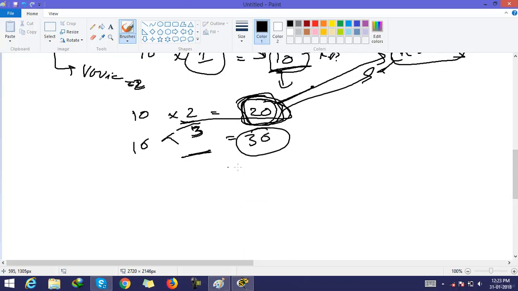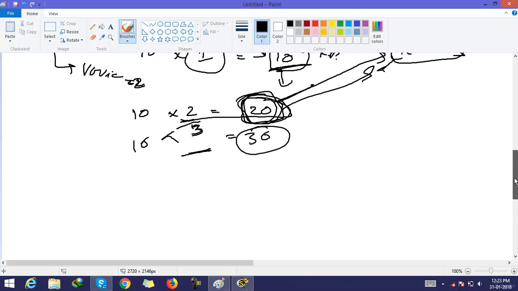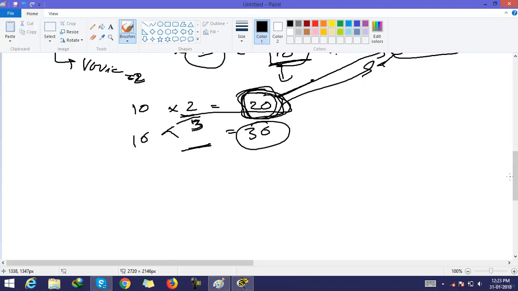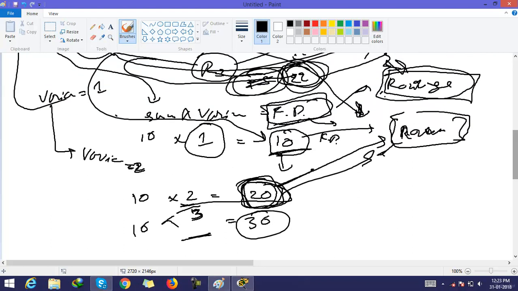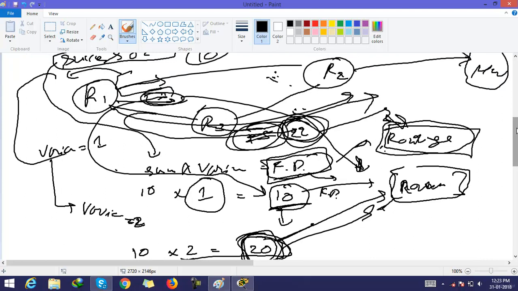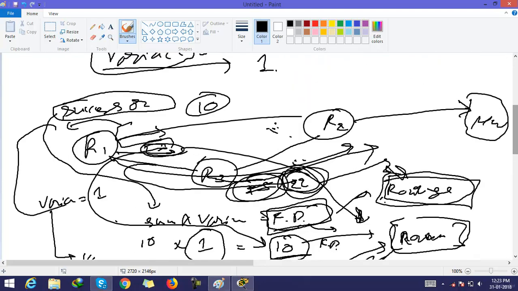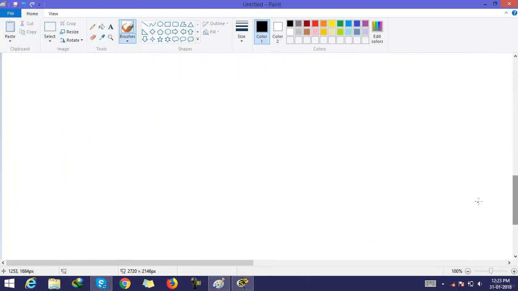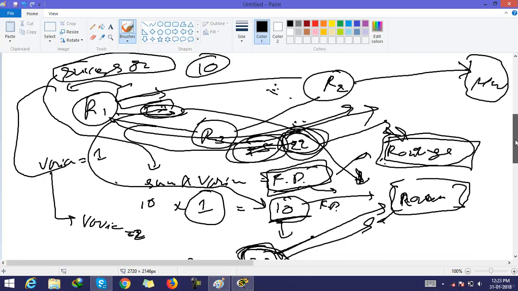This is variance. By the variance we can use both links that have different metrics. This is unequal cost load balancing. Unequal cost load balancing is a very useful feature available in EIGRP only. This is all about the theory part of EIGRP.